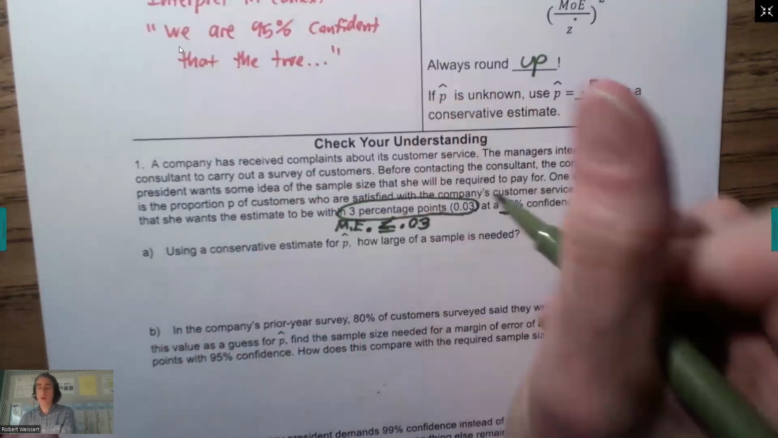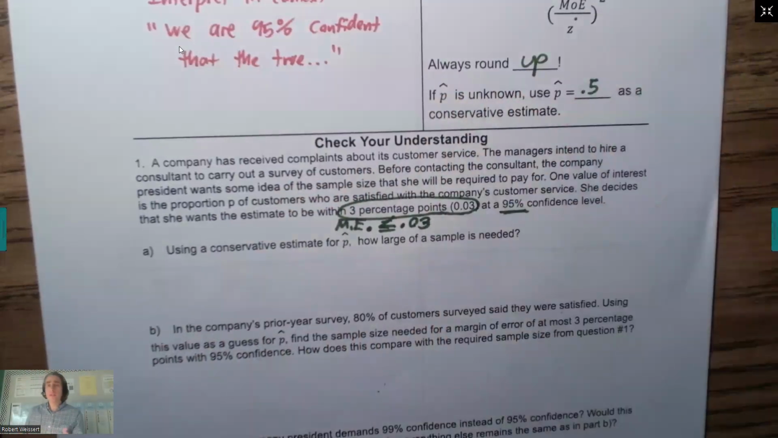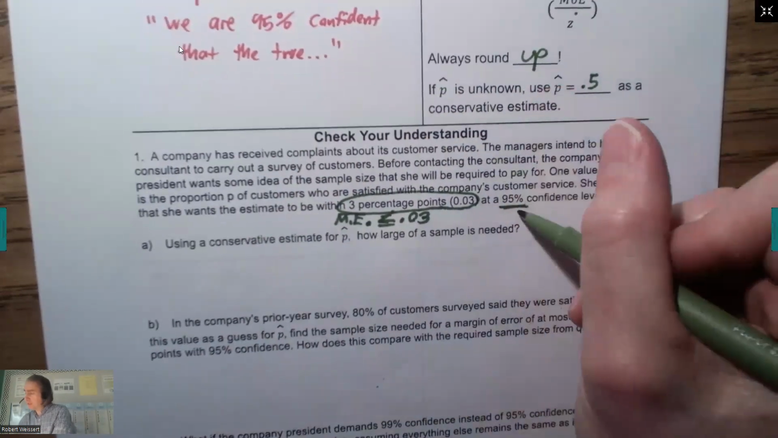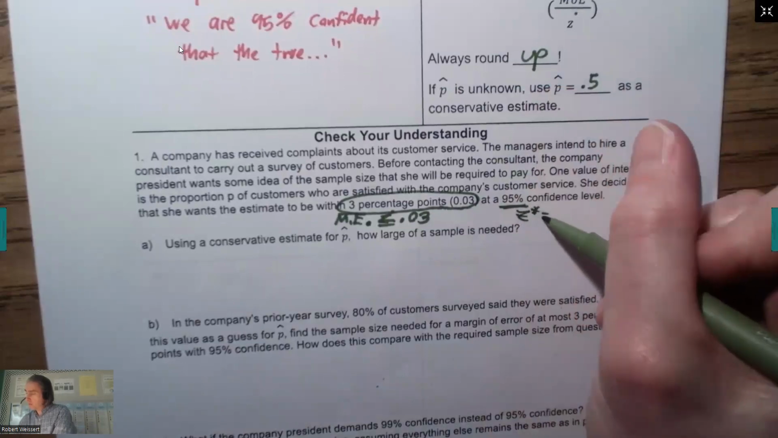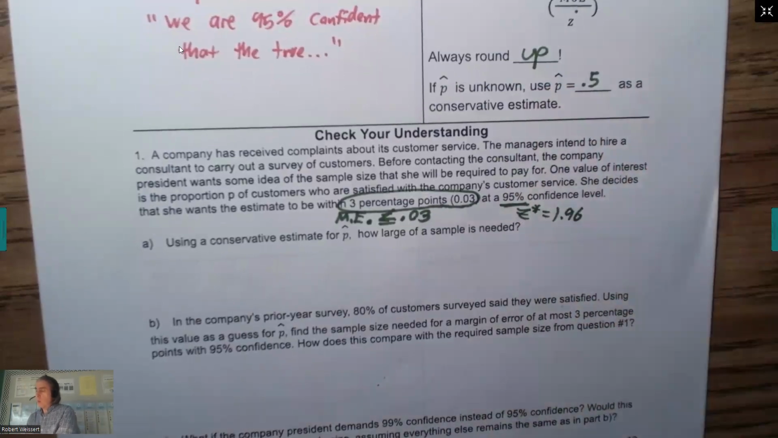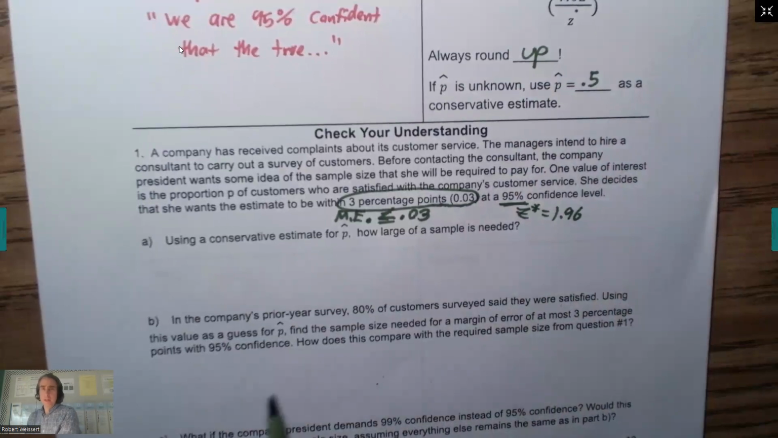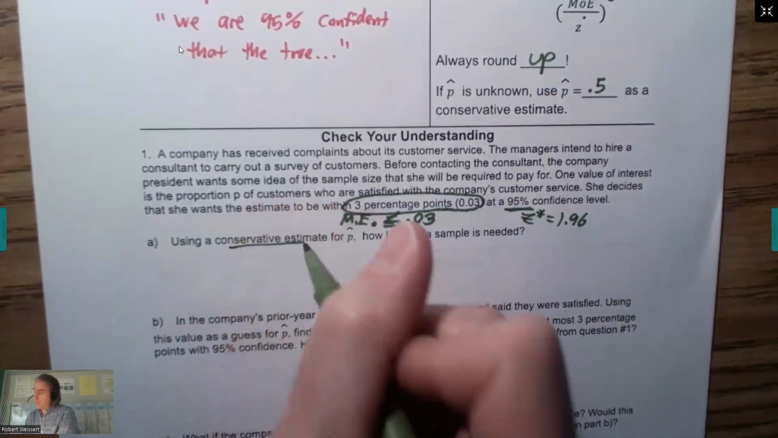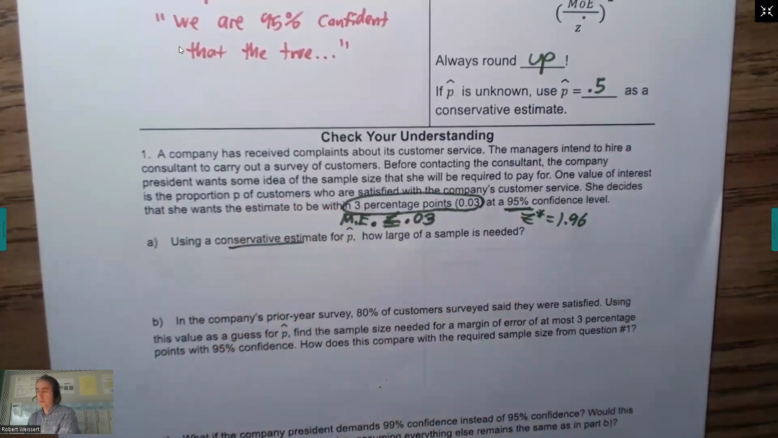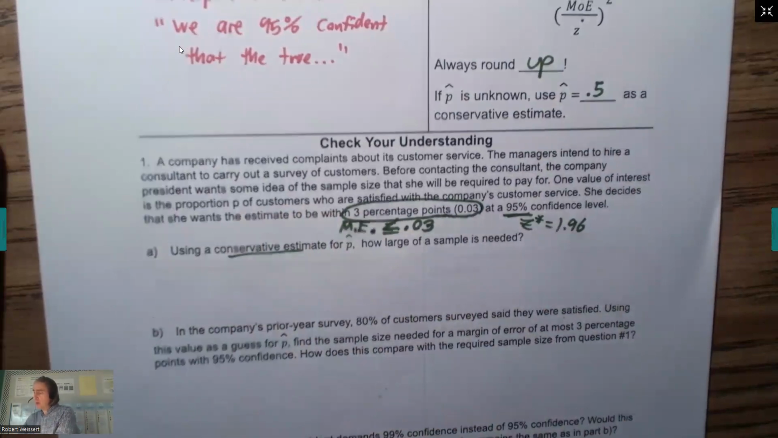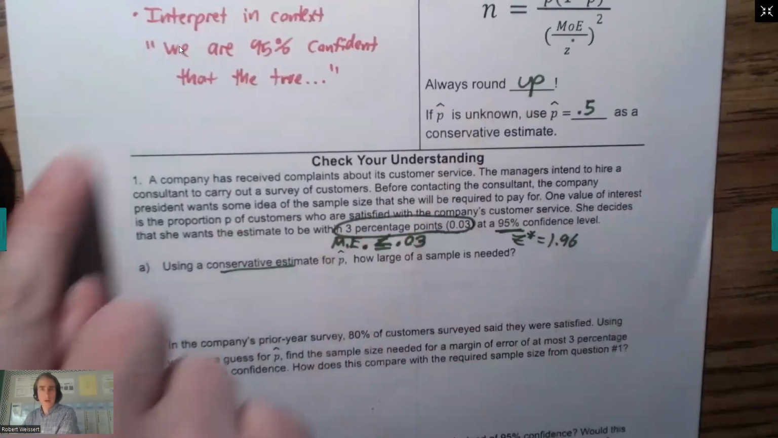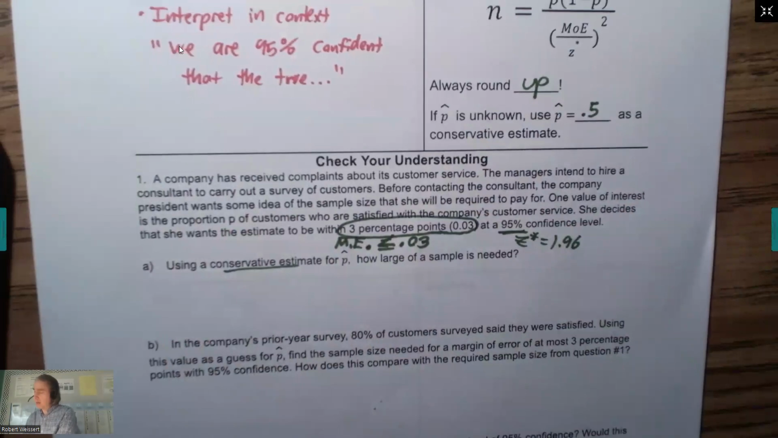That means it can't be greater than 0.03. So anything at 3% or less is good, okay? Again, what is your z star at 95%? 1.96. Now, what are we going to do with this? Well, it says using a conservative estimate for p hat, how large of a sample is needed? Well, again, we don't have any proportion here, right? No sample, nothing was conducted.